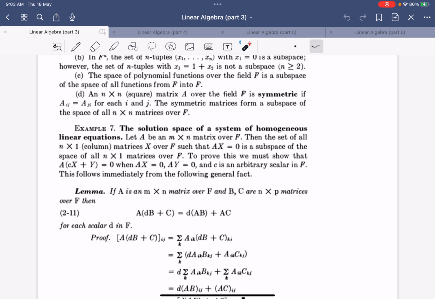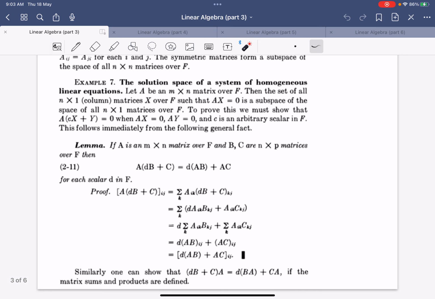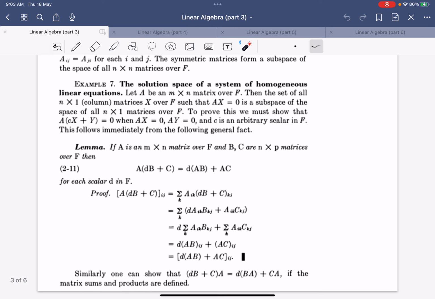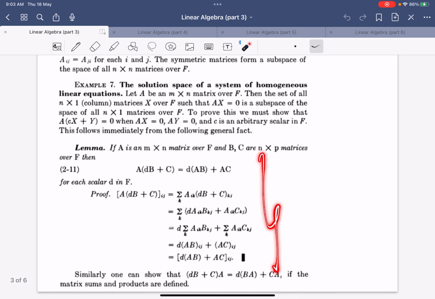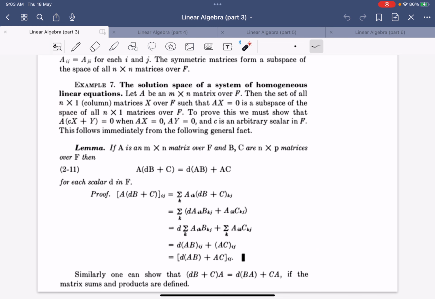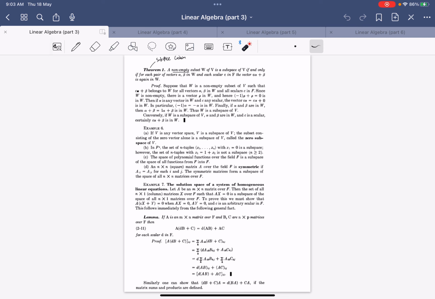And to prove this, we just need to show that A(cx plus y) equals 0. This is immediate when you have the following lemma, which I'll leave you to verify. By showing this lemma, when this is 0 and this is 0, this whole thing will of course be 0 as well. Because now you can expand this out to get c times Ax plus Ay, and this is 0 plus 0, so the whole thing is 0. This shows that the solution space is also a subspace.